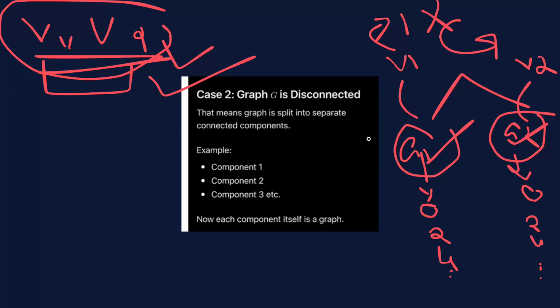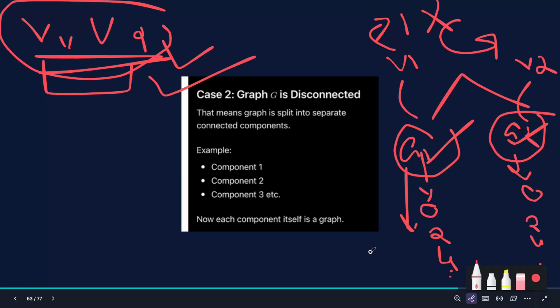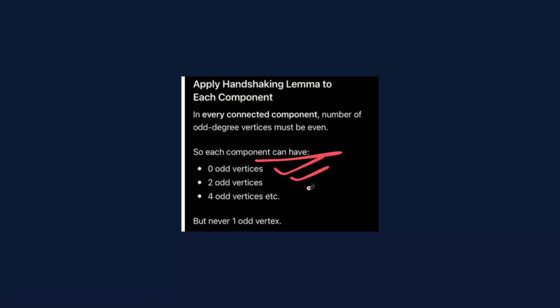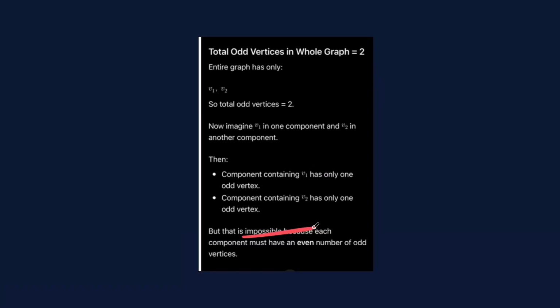So if it is present in any one of the components, then we can say that there would be a path existing, because a component is a connected graph, one component if you take is connected. So that means there would be a path between V1 and V2, right? So that is how we are proving here. So each component can have 0, 2, 4 and so on, but never one odd vertex.